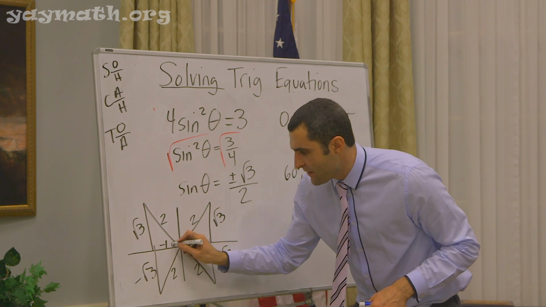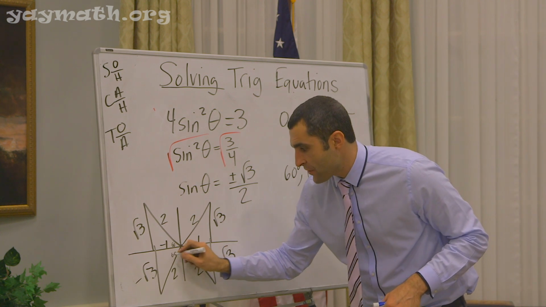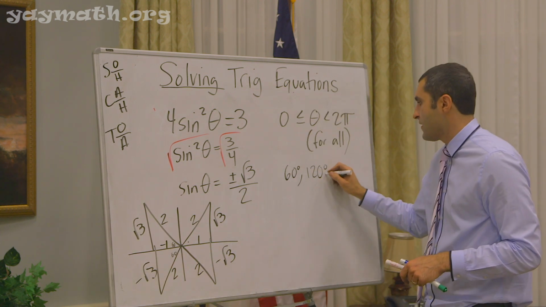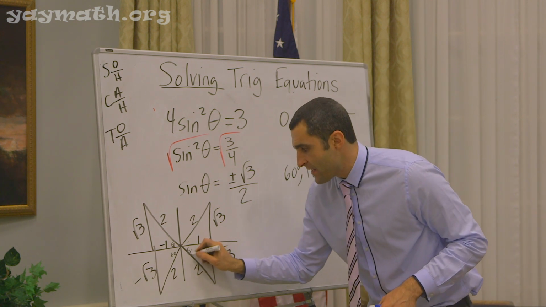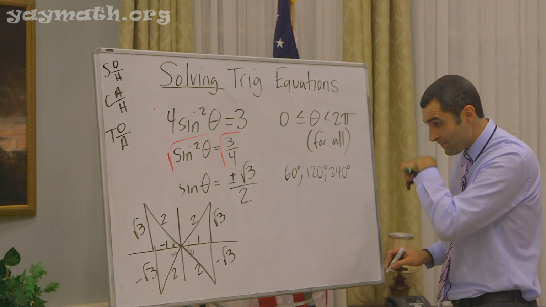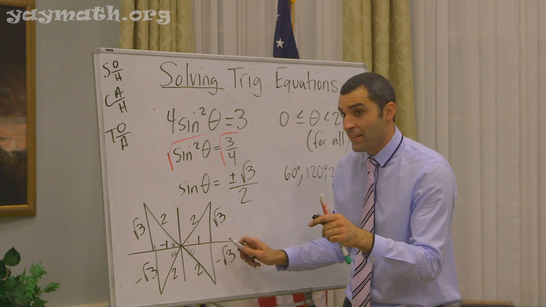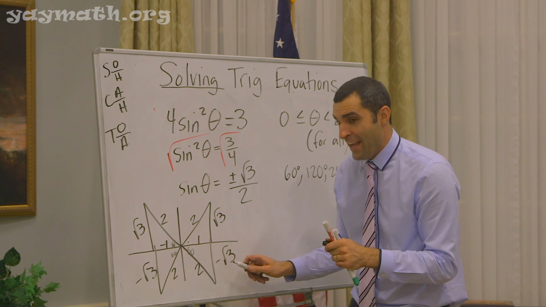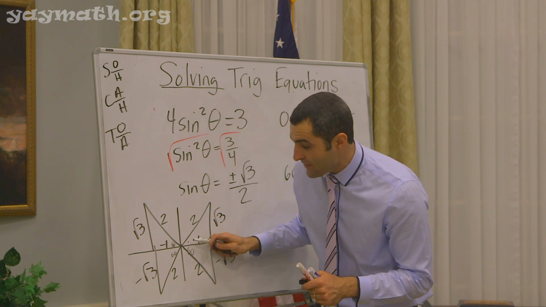120. Yeah. This is 180. 60 after 180 is 240, because it's 180 plus 60. And this is 60 below 360. 300. Yeah, it is. 300. 360 away from 360 is 300.